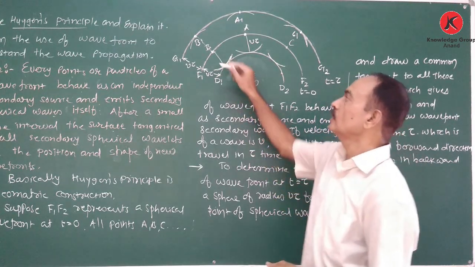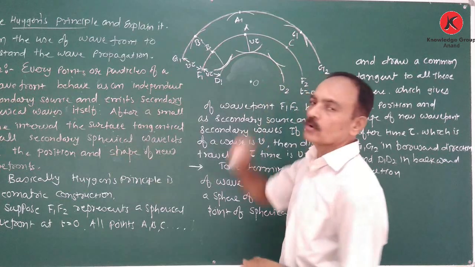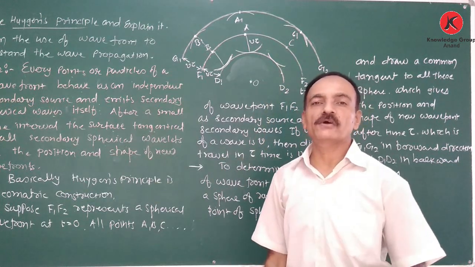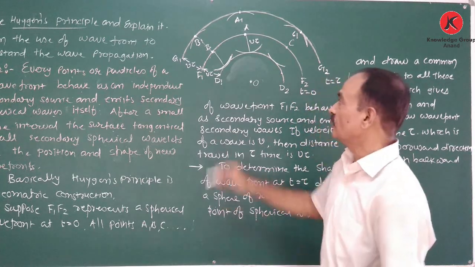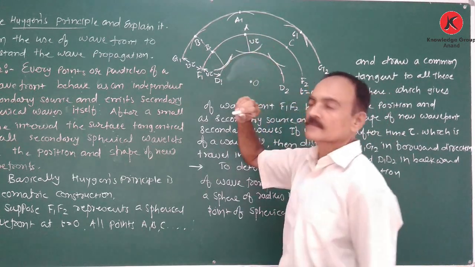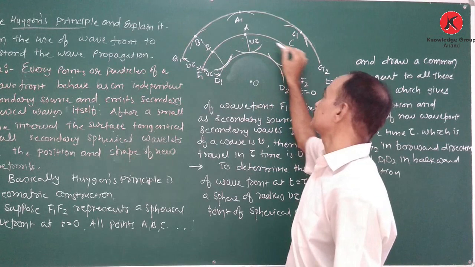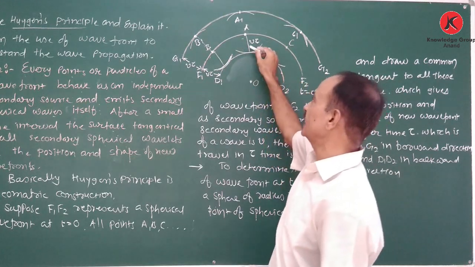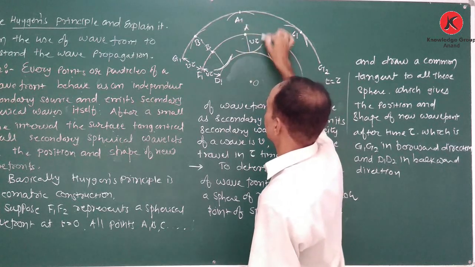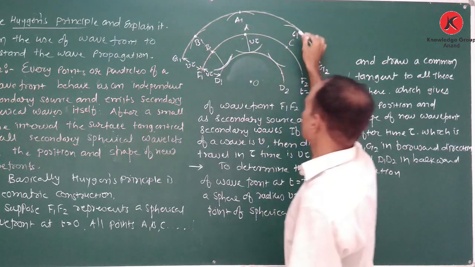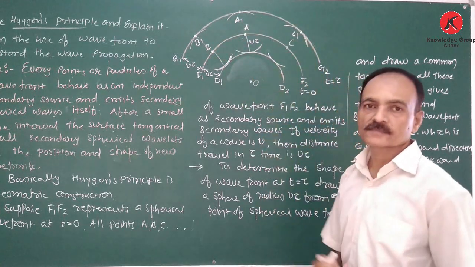Therefore, at time t equal to tau, what is the new shape of the wavefront? To determine the shape and position of the new wavefront, we have to draw a sphere from points A, B, C with radius v tau. Therefore this sphere is obtained at each point.